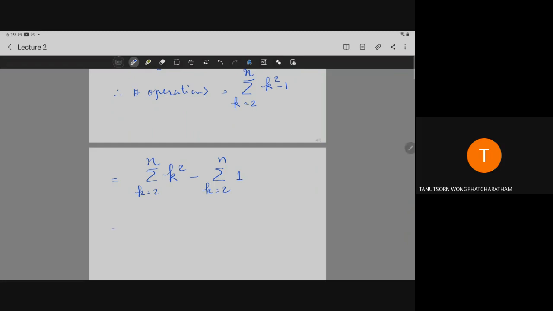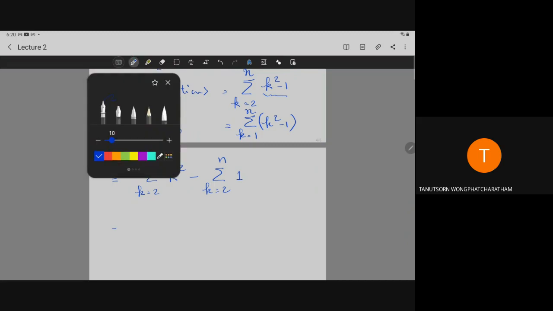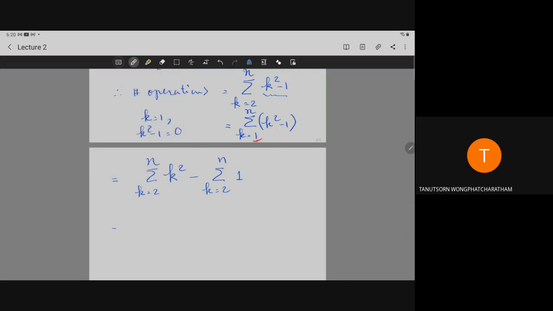Also, for the term where k is equal to 1, I get k square minus 1 equal to 0. So here I can express it as k equals 1 to n of k square minus 1. This is because if k is equal to 1, this term is 0 anyway, so they are equal. So I can put the beginning of k from 1 to n instead of 2 to n, just for simplicity.